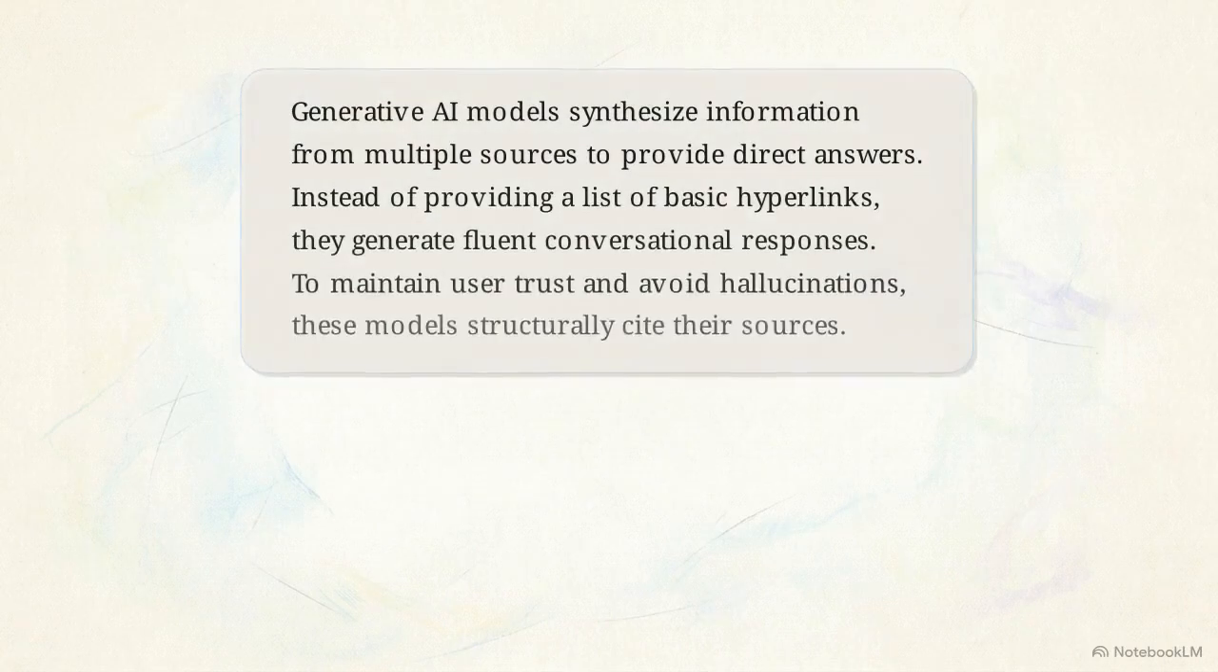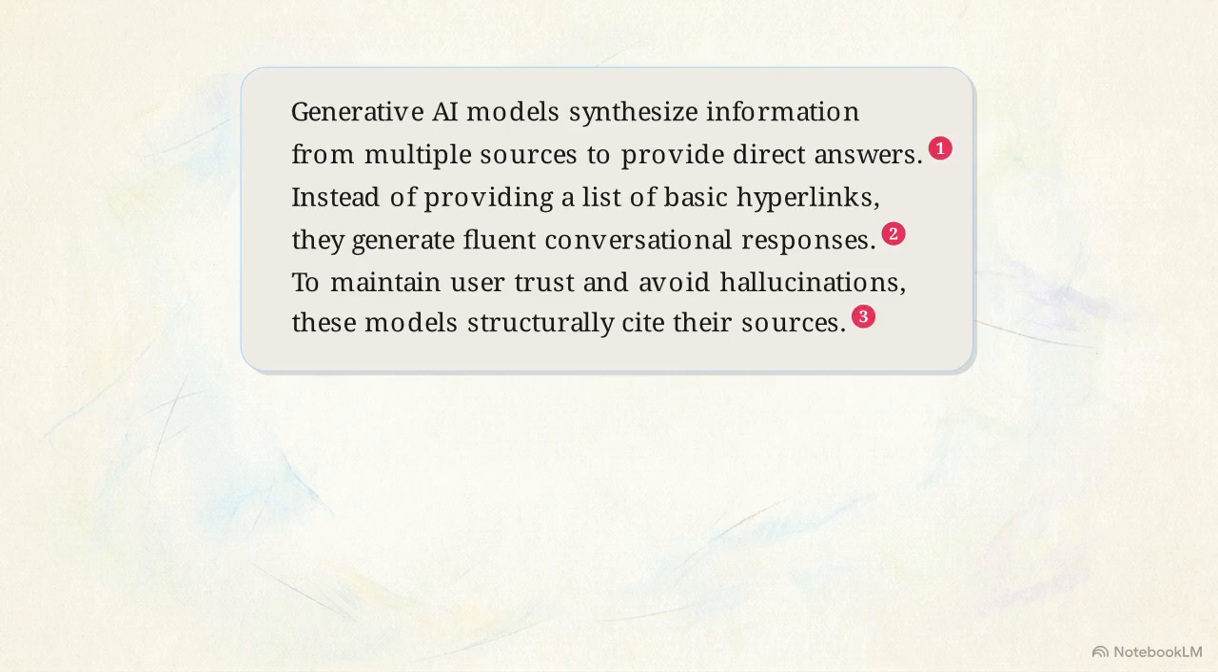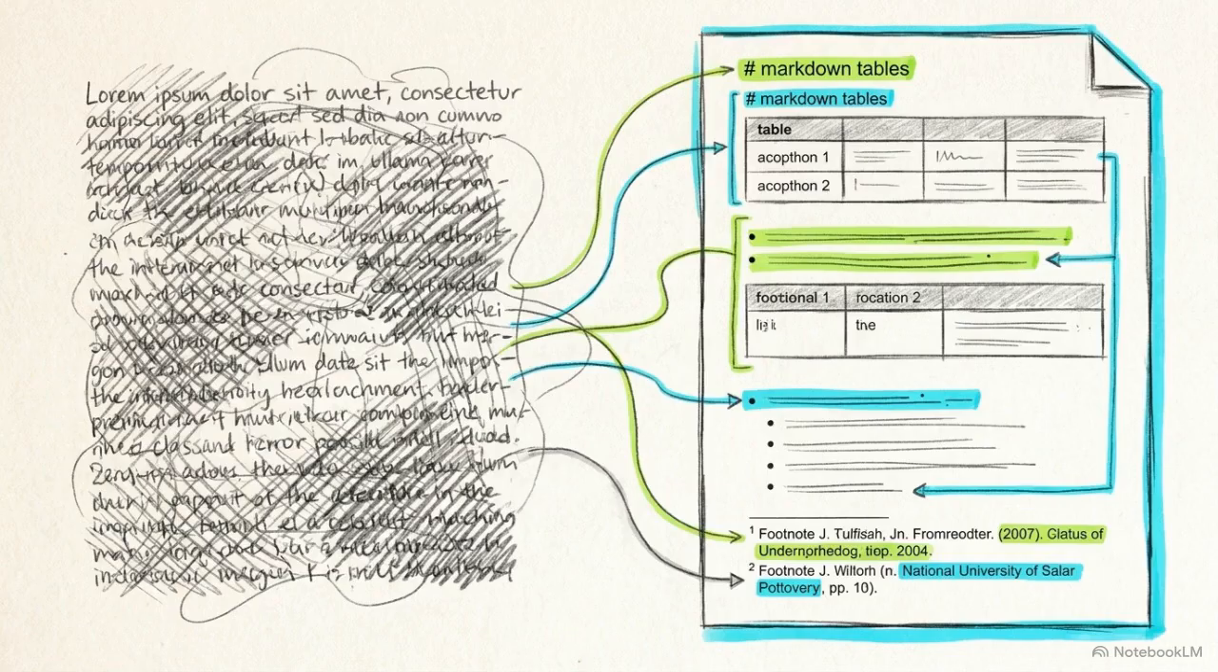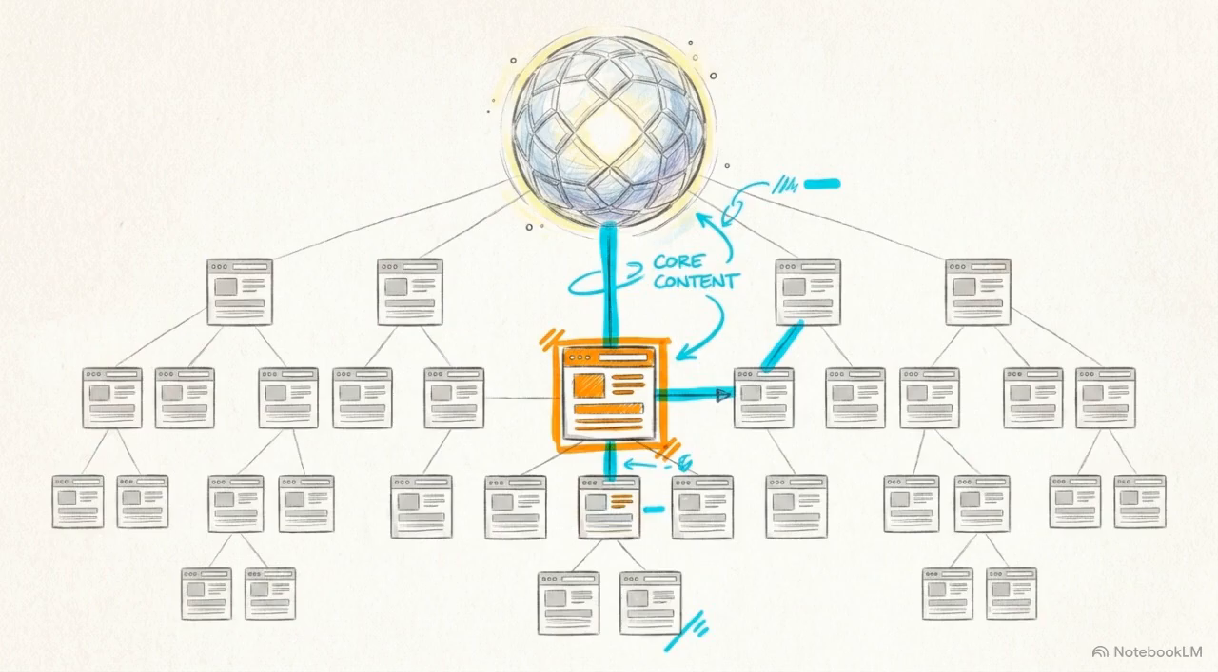To ensure their synthesized answers appear legitimate and trustworthy, these models are structurally programmed to back up their claims with footnotes. Survival in this ecosystem means structuring your data so precisely that the underlying mathematics of the language model are forced to cite your content over millions of competing sources.